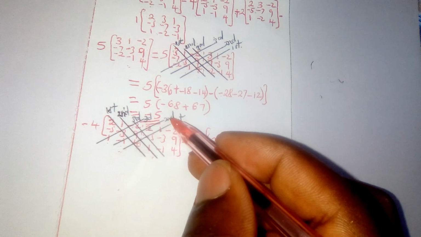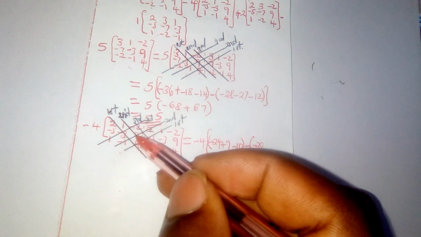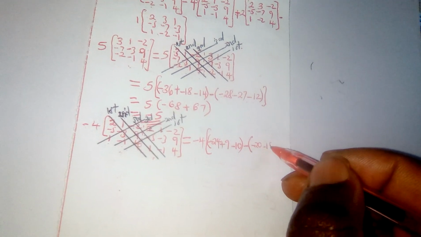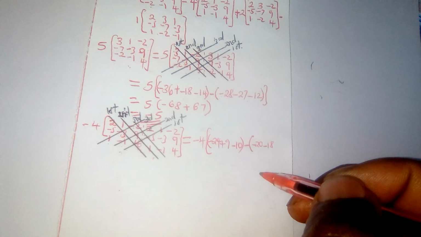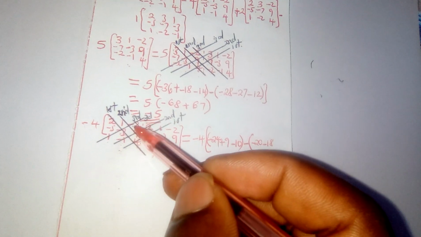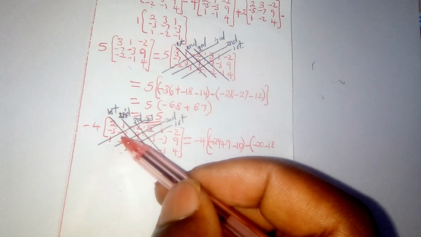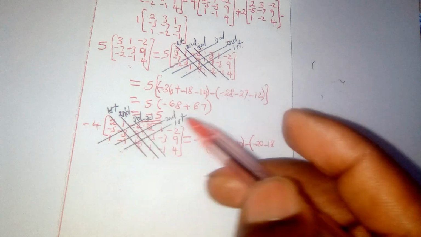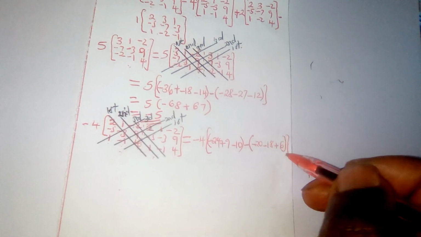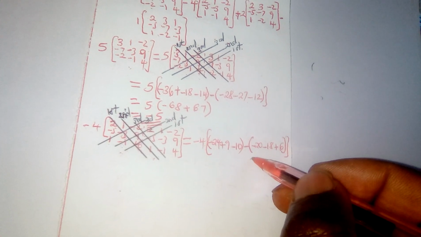Move to the second diagonal, get the product. So it is 2 by 9 by negative 1. So 2 by 9 is 18, by negative 1 is negative 18. So negative 18 there. This sign is very important there. Then lastly, move to the third diagonal. It is negative 2 by negative 3. Negative 2 by negative 3 is 6. By 1 is just 6. So I'll come here and write plus 6. After that, put a bigger bracket to show that negative 4 will affect everything in this bracket.